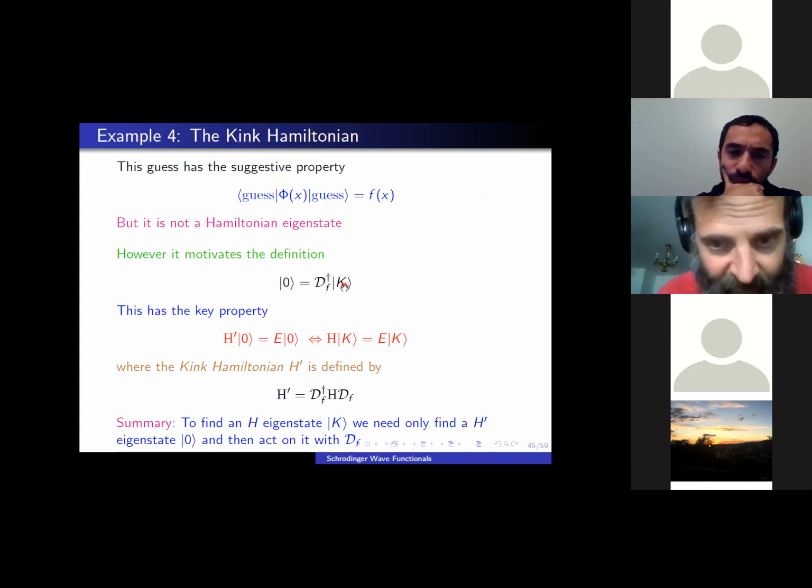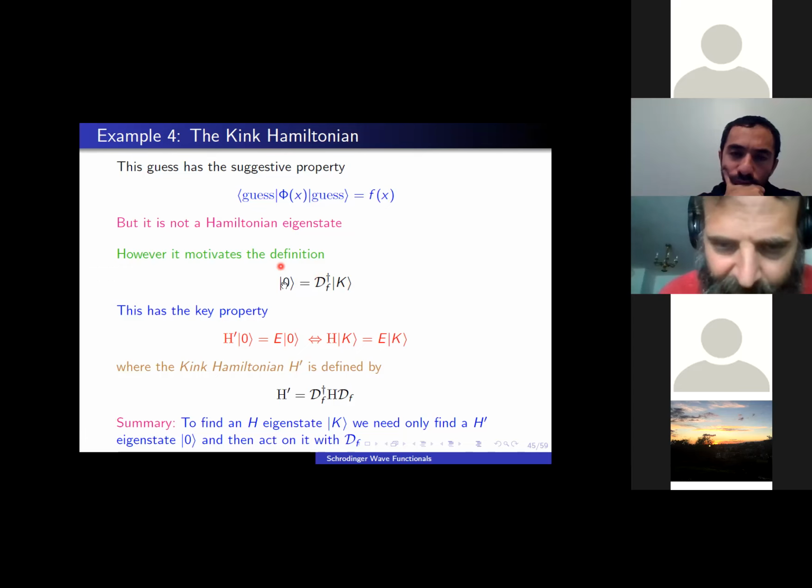So K is the Hamiltonian eigenstate we're looking for. This is the displacement operator. So we'll define this thing 0. So this is not quite the ground state or anything, but we'll define it to be 0. And we want to know K, but we're going to try to find 0 because it's easier than finding K. And once we know 0, well, then because df is unitary, we can get K.